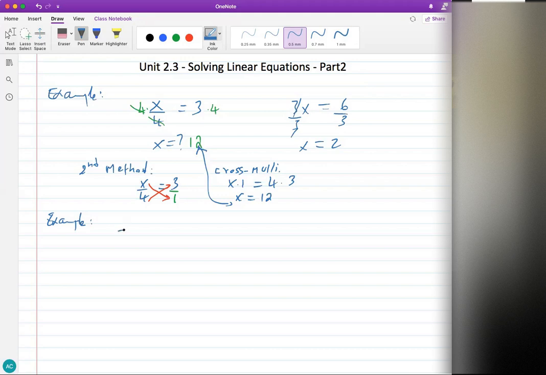So we could have, let's say, negative 3x over 2 equals 7 over 5, for example. It's another equation where we need to get the x by itself, isolate it, and find its value. What would the cross multiplication be for this one? If you cross multiply this, what do you get? What's the first multiplication? Negative 3x times 5.